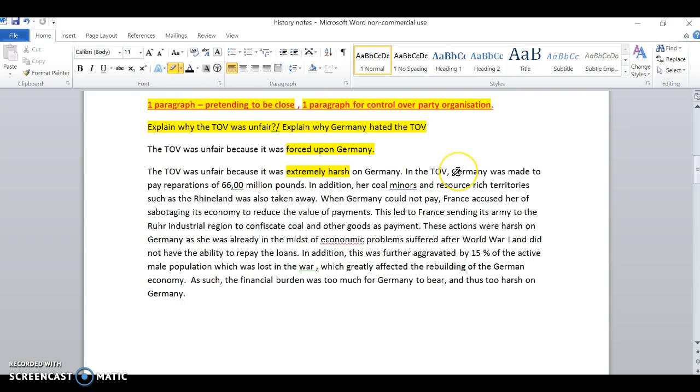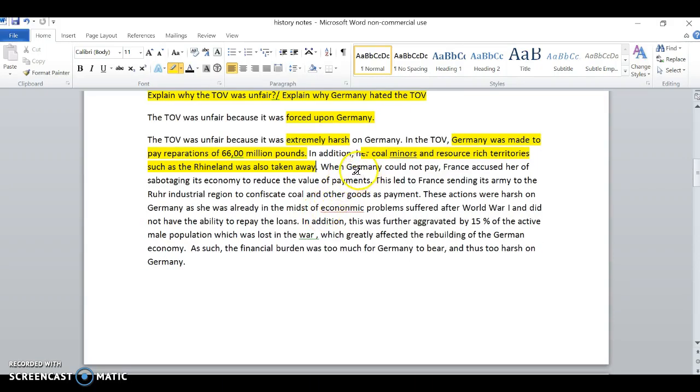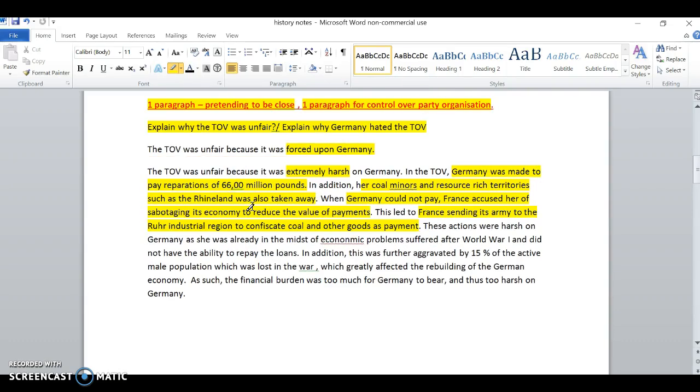So in your example, you write reparations, coal mines, resource-rich territory taken away. Then you add on by saying could not pay. France accused her of sabotaging the economy to reduce the value of payments, and thus France sends the army to the Ruhr industrial region to confiscate coal and other goods as payment. Then you must say why it is harsh.